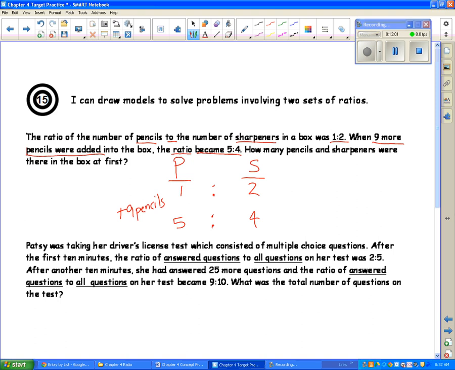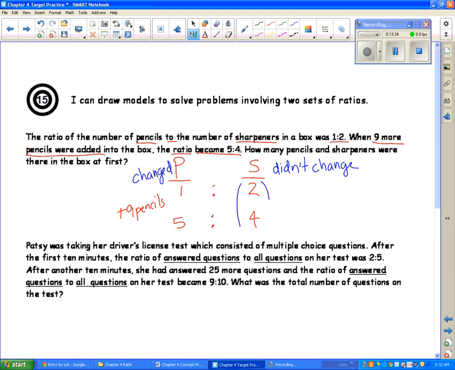All right, so when I look at these two ratios, I have two quantities, pencils and sharpeners. One of the quantities changed. The number of pencils changed. But one of the items didn't change in quantity, and that was sharpeners. So the first thing I do when I approach solving these is know which of the two items didn't change quantity. The sharpeners didn't change quantity.